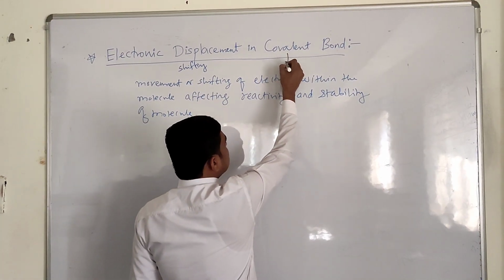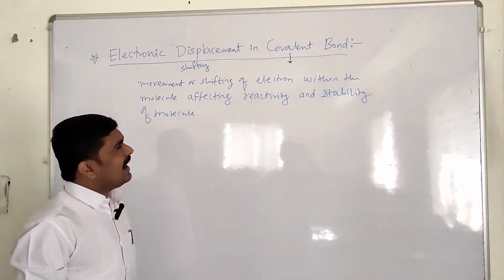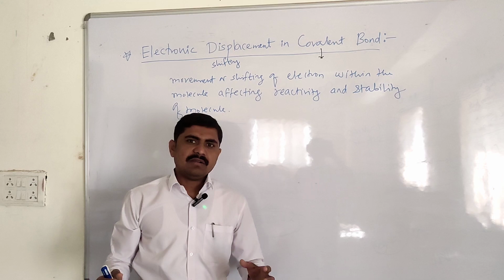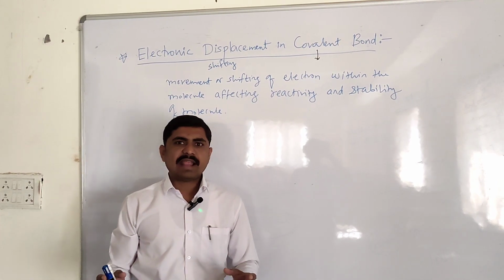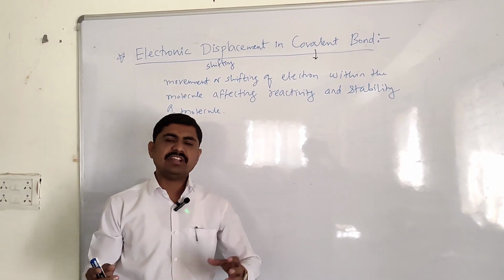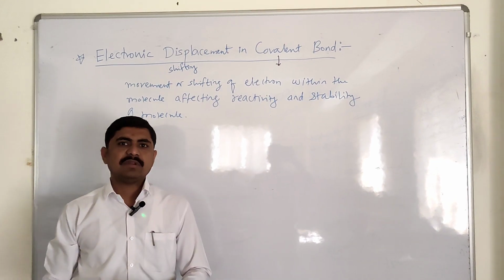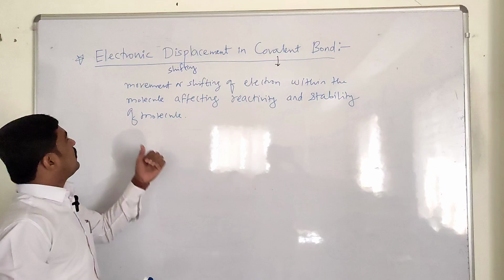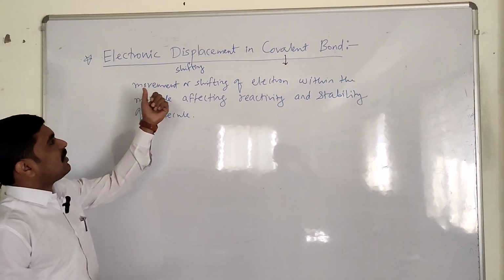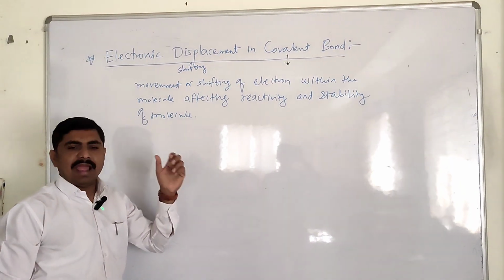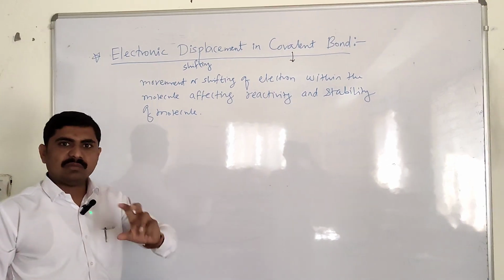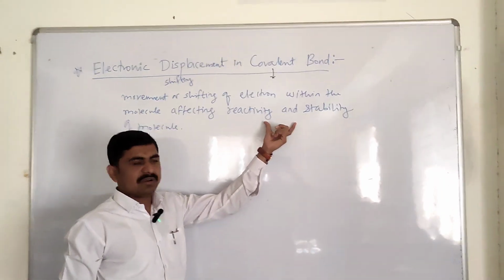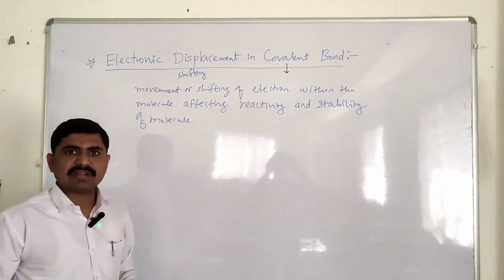Now the basic concept. What is a covalent bond? It is formed by sharing of electrons. And first we try to understand what a bond is. Bond means the force of attraction which holds two atoms or two chemical species together. Electronic displacement is the movement or shifting of electrons within the molecule, and depending upon this shifting, the molecule's reactivity and stability depend on it.